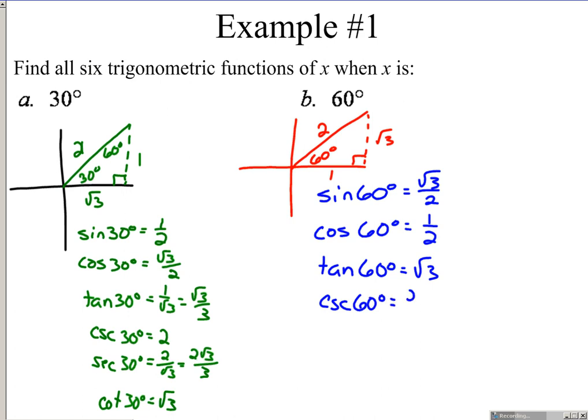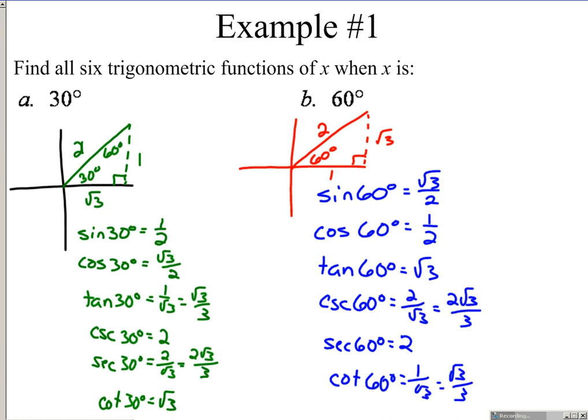Cosecant, 2 over root 3, and rationalize. Secant is 2, and cotangent, 1 over root 3, and rationalize.